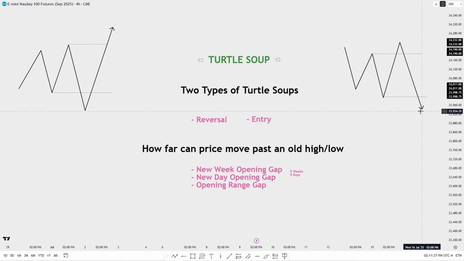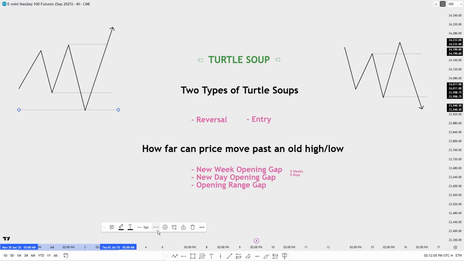How far can price move past this old high, or how far can price move past this old low? There's three tools that we could use. We have the opening range gap, the new day opening gap, and the new week opening gap. ICT says we can go further, but this is a good baseline. Use 5 weeks of new week opening gaps and 5 days of new day opening gaps. If price is hovering right above a new day or new week opening gap, price can go past this old low, tap into that old new week opening gap or new day opening gap or opening range gap, and then that could be the key level past that old low for price to reverse at.